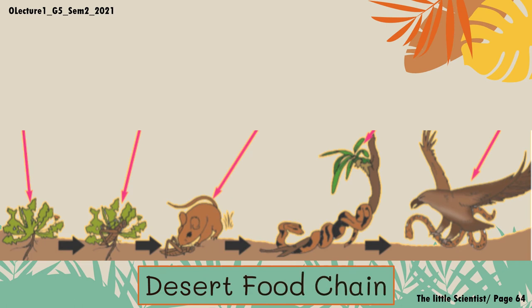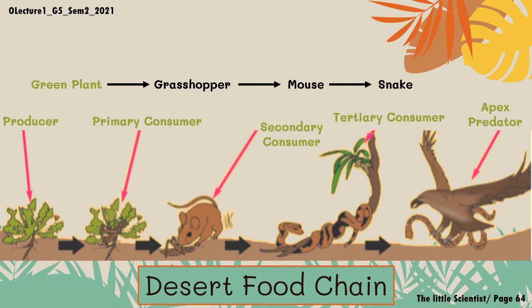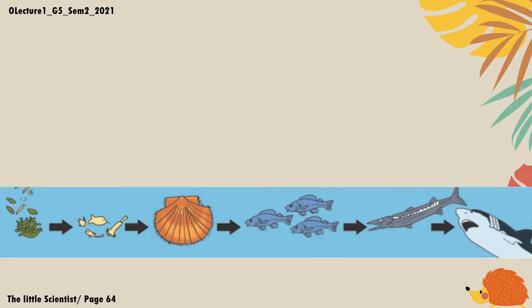Here is a desert food chain. We have a producer, primary consumer, secondary consumer, tertiary consumer, and the apex predator, which is the last one, not eaten by any other organism. The green plant is eaten by the grasshopper. The grasshopper is eaten by the mouse. The mouse is eaten by the snake. The snake is eaten by the hawk. Here is another food chain. It's an ocean food chain.